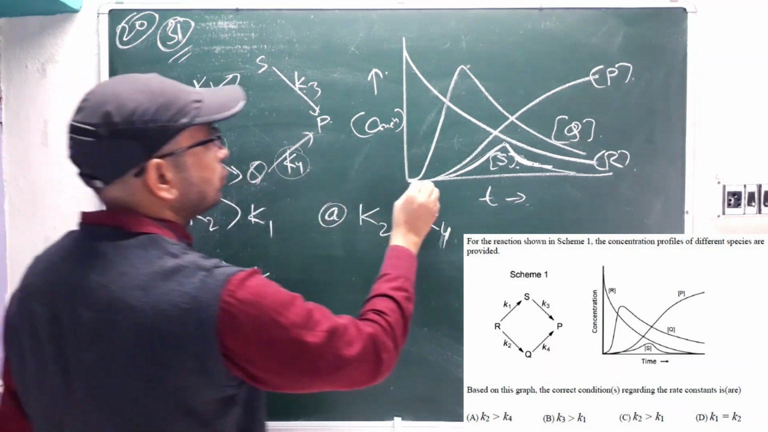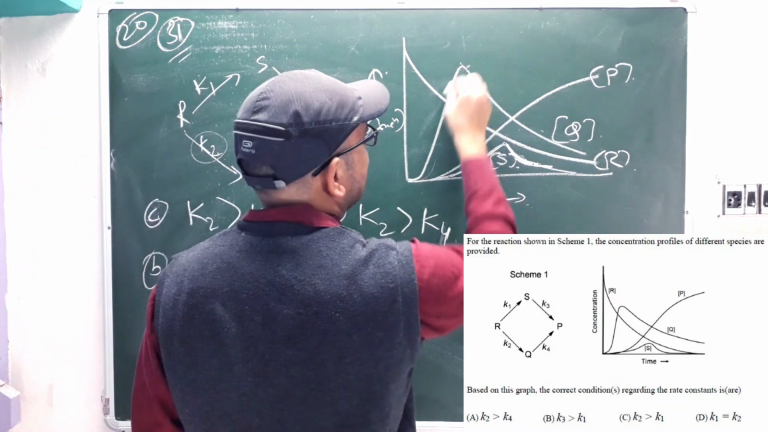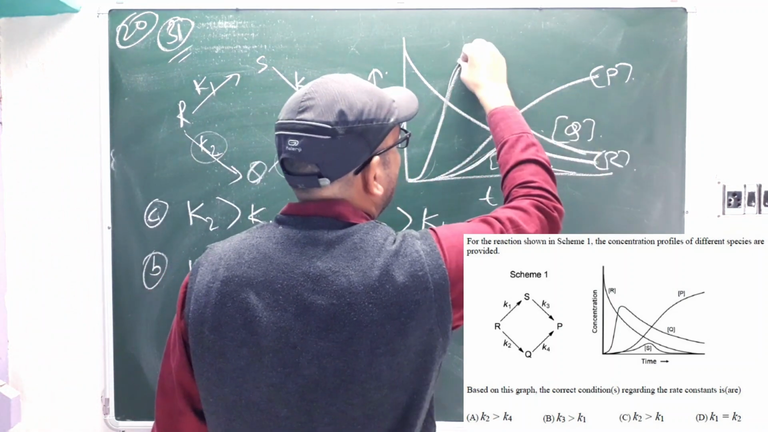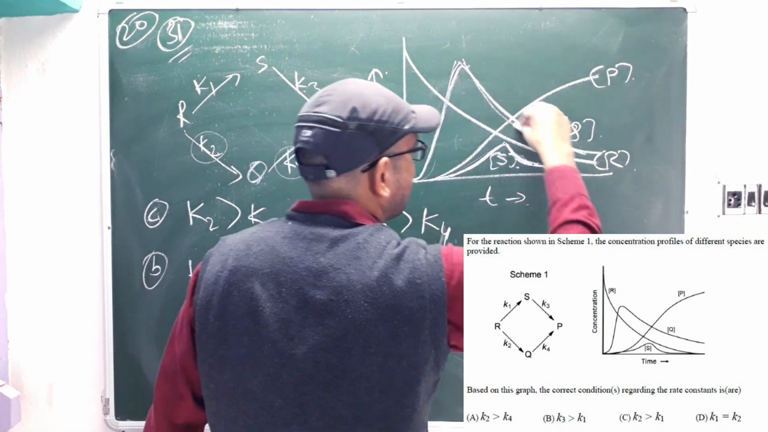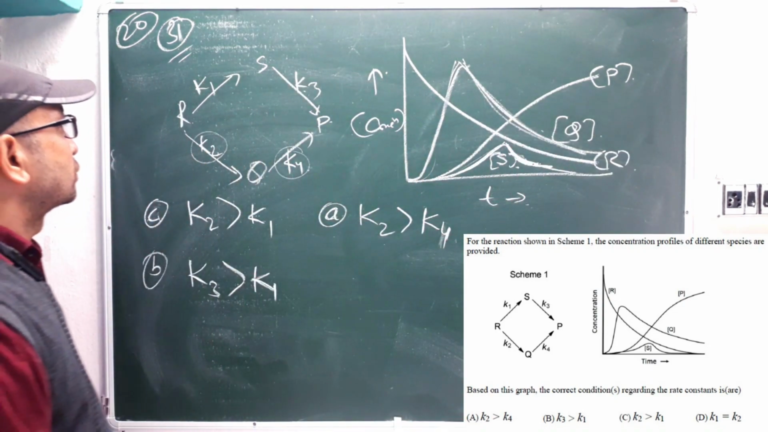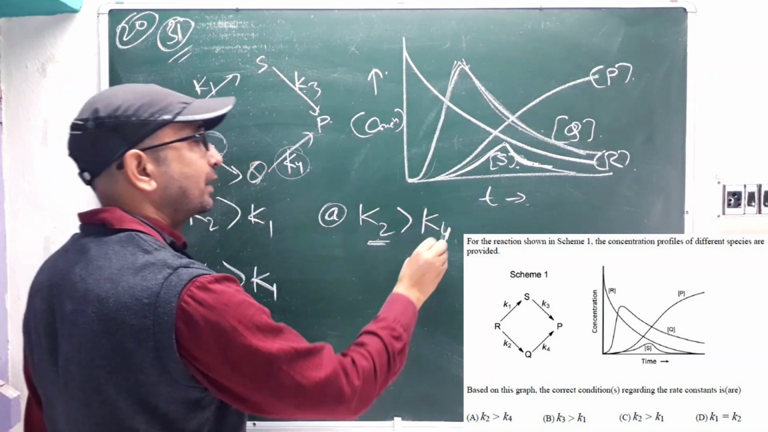So R2Q and Q2P. So Q2P is taking more time, and this one is taking less time. So this product formation is taking more time. So it's true that the rate constant K2 is greater than K4.